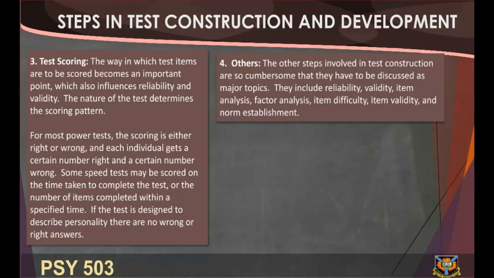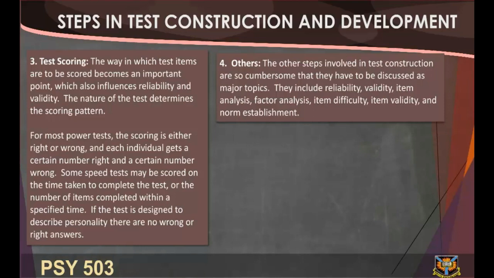3. Test scoring. The way in which test items are to be scored becomes an important point, which also influences reliability and validity. The nature of the test determines the scoring pattern. For most power tests, the scoring is either right or wrong, and each individual gets a certain number right and a certain number wrong. Some speed tests may be scored on the time taken to complete the test, or the number of items completed within a specified time. If the test is designed to describe personality, there are no wrong or right answers.